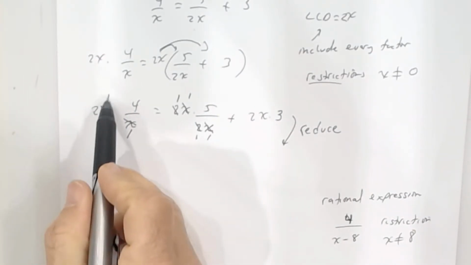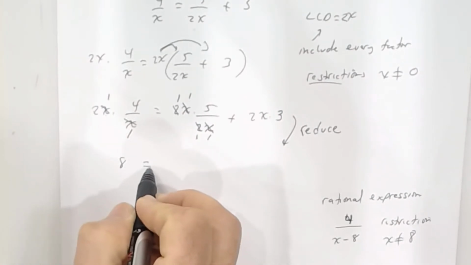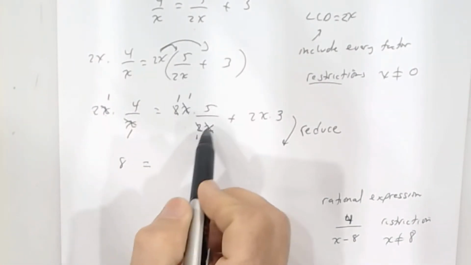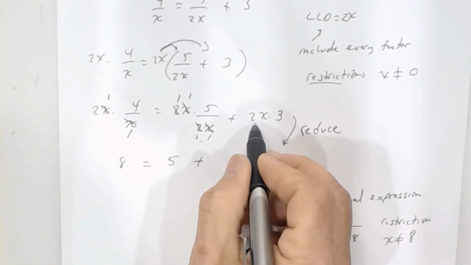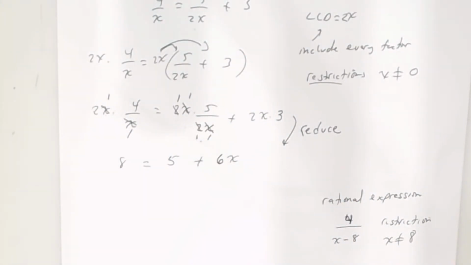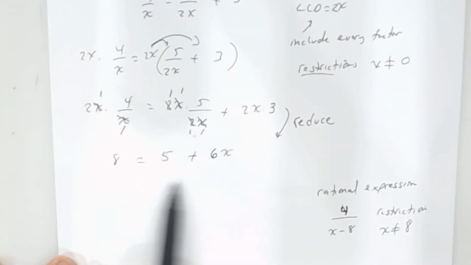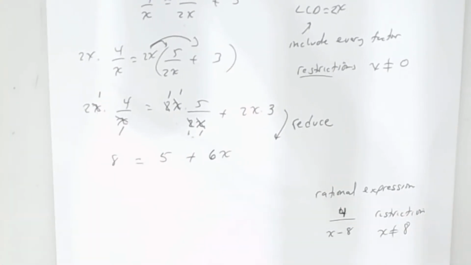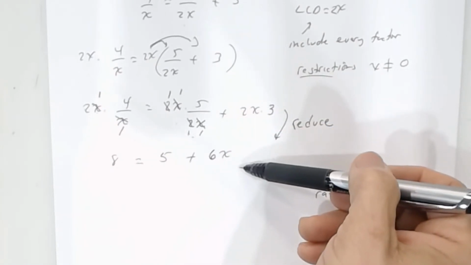Now, what's 2 times 1 times 4? 8. Equal. What's 1 times 1 times 5? 5. Plus, what's 2x times 3? 6x. So there's where I'm at. So I went from something that looks complicated to now notice I went from a rational equation to what kind of equation? Linear. This one's linear. Okay, so you see, I went from something that looked complicated to something that's now easy to deal with.